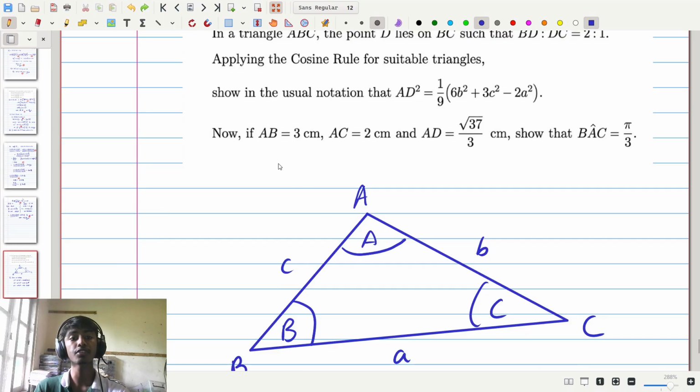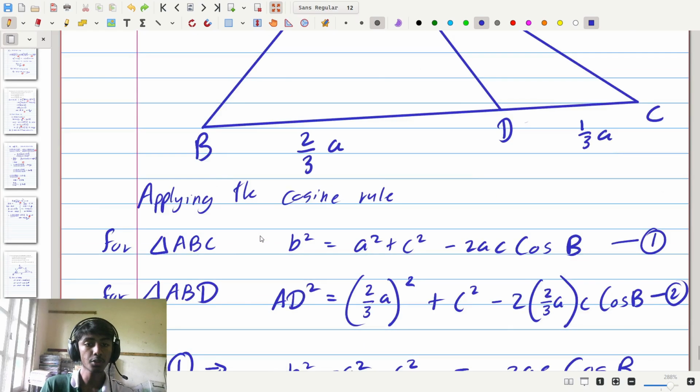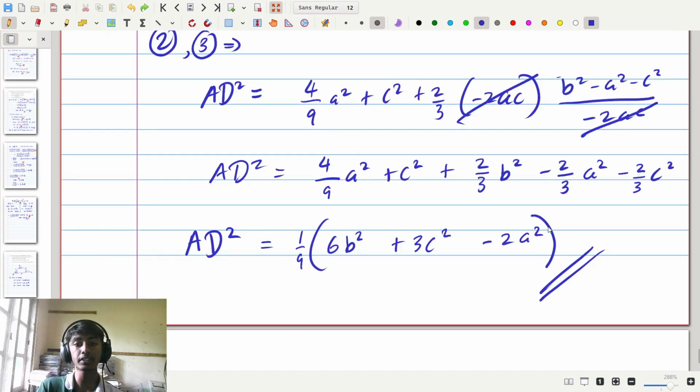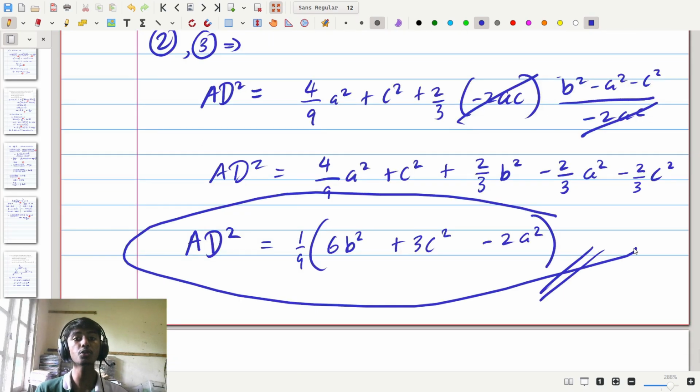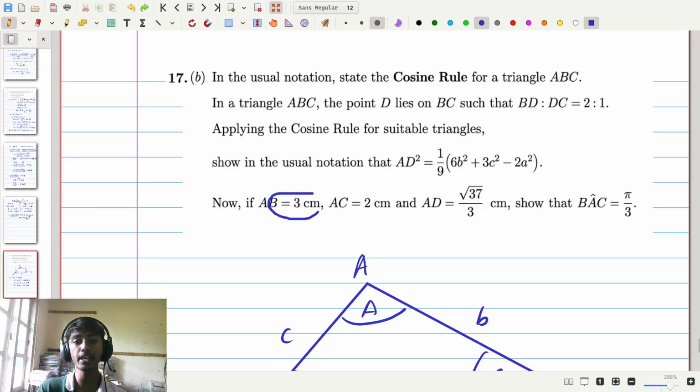Now finally the question says, if AB is equal to 3 centimeters, AC is equal to 2 centimeters, and AD is equal to the square root of 37 over 3 centimeters, show that the angle BAC, which is this angle represented by capital A, is equal to pi by 3 radians. Now to do this, what we'll do is take this equation that we just found and substitute in the known values. In the triangle, we know AB is 3 centimeters and AC is 2 centimeters.